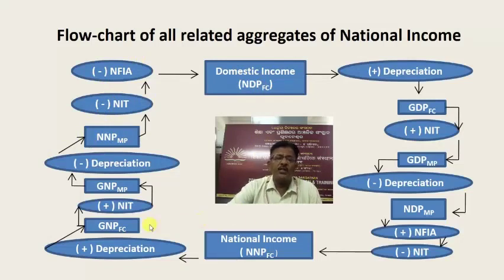So this is the flow chart to make you comfortable about all these four aggregates. Again, I suggest you understand the concepts of NIT, net indirect tax, factor cost, market price, gross, net, domestic and national. If you understand or remember all these clearly, then you can be very clear about national income and related aggregates.